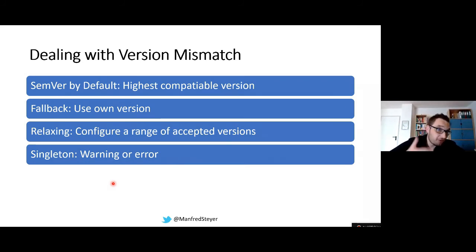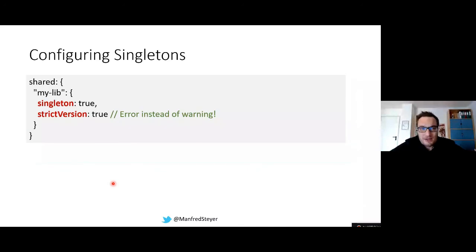How can you configure this? Well, that's not that difficult. In this case, don't provide a shared array. Instead of a shared array, provide a shared hash map, a shared object. Here you have the names of your libraries, and then you can define that this library is a singleton and that you want to have an error when there is an incompatible version for your singleton. By default, you just get a warning. By setting this to false, you get a warning. By setting strict version to true, you get, ouch, an error. Sometimes it's better to fail fast.